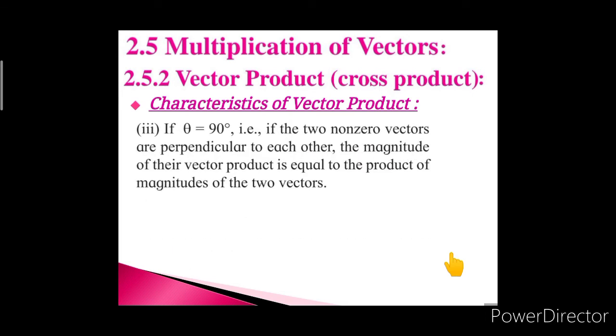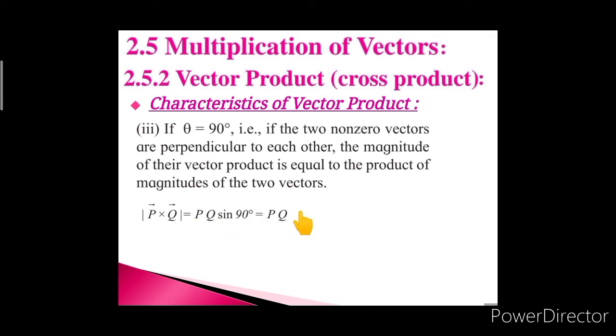The third case we have to take is for the value of theta as 90 degree. If theta is 90 degree, that means the two non-zero vectors are perpendicular to each other, then the magnitude of the vector product is equal to the product of the magnitudes of the two vectors. As the magnitude of vector P cross vector Q is PQ sin theta, when the value of theta is 90 degree, sin 90 degree is 1. 1 is multiplied with PQ, giving the value as P into Q.